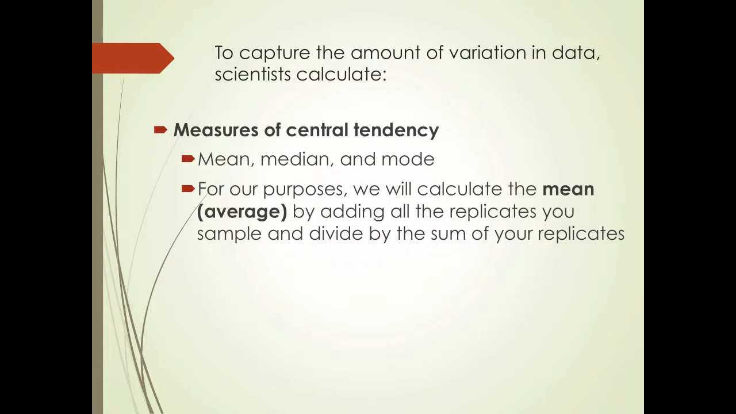To capture the amount of variation in data, scientists like to calculate things such as mean, median, and mode. For our purposes, we will calculate the mean, which is the average, by adding all the replicates you sample and dividing by the number of your replicates.